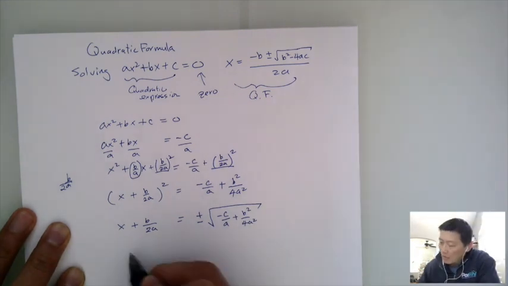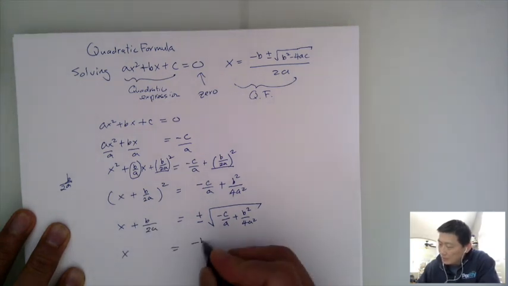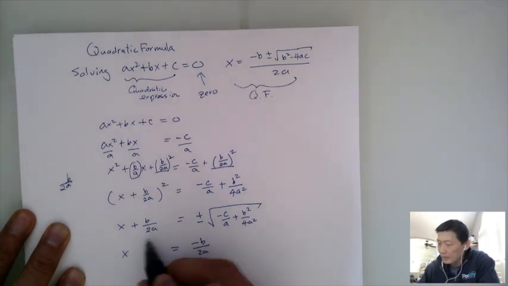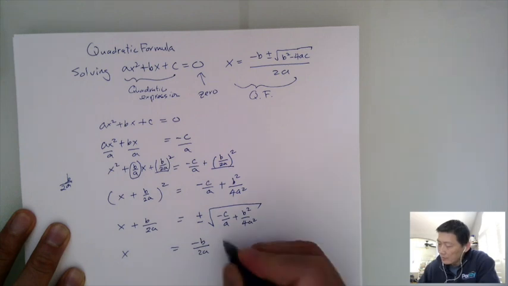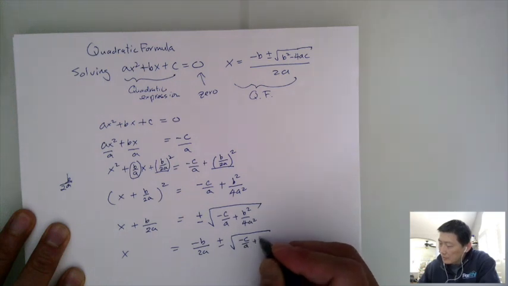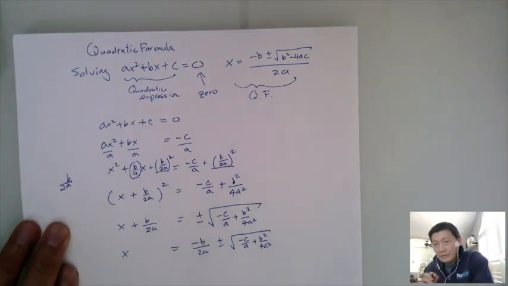Alright, so now I will simply subtract b over 2a on both sides. Then I end up with negative b over 2a, because positive b over 2a, brought to the other side, becomes negative b over 2a, keeping the plus or minus, the square root of negative c over a plus b squared over 4a squared. Now, essentially, I already found my answer for x. My x is just this.